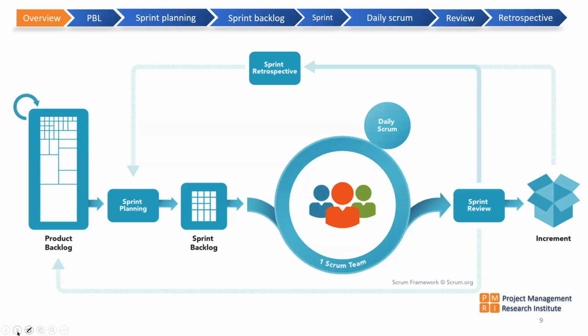We start with an overview of Scrum. So this is the Scrum framework. The beginning is the product backlog, which has the tentative requirements of the product to be developed, and a subset of that gets scheduled into a sprint.